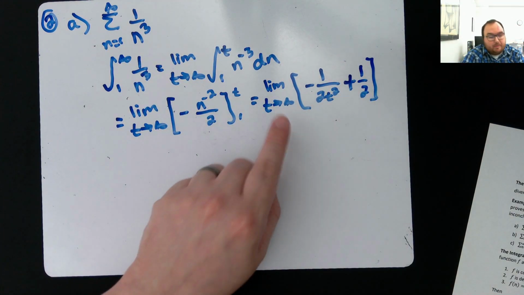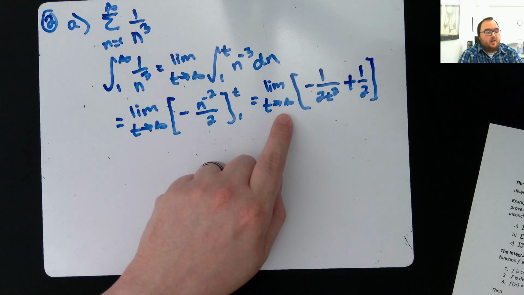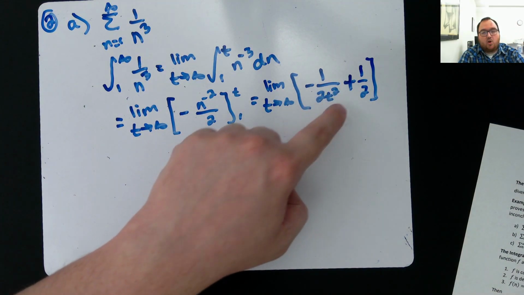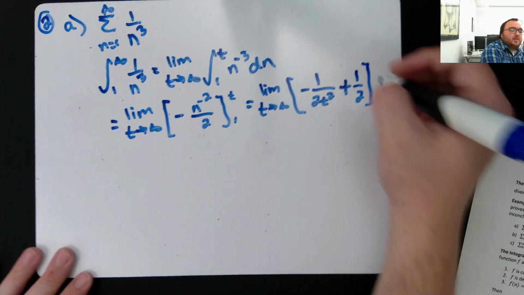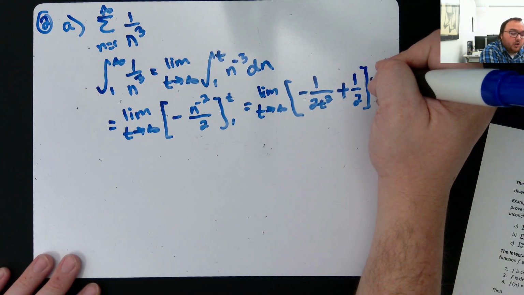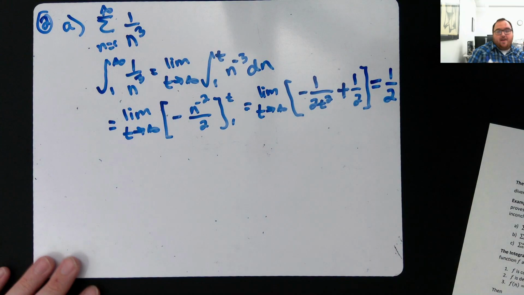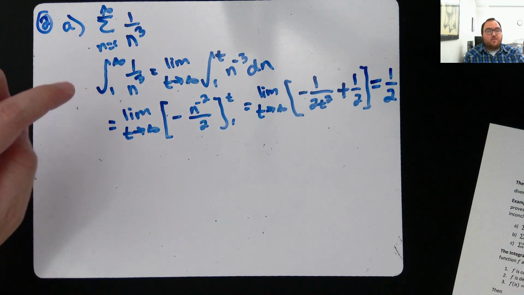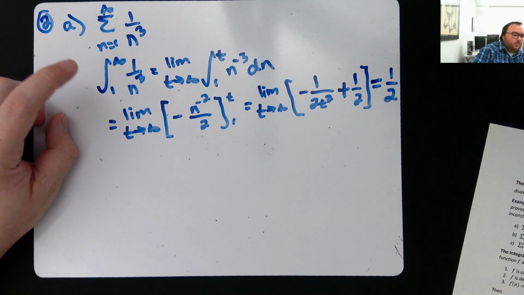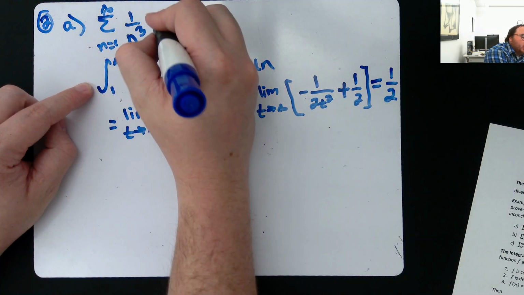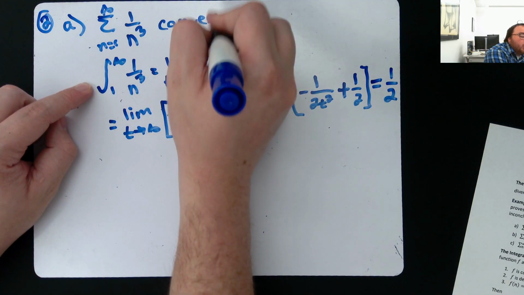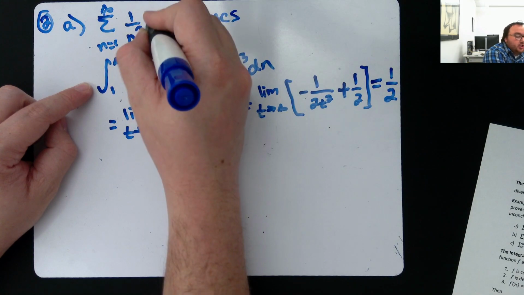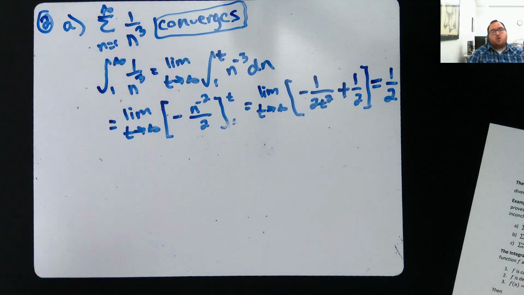Plug in infinity for the t. The bottom is really big, which makes the whole thing really small, which means this converges to 1 half. Since this converges, so does this series. We don't know what it converges to. We just know it's going to converge.